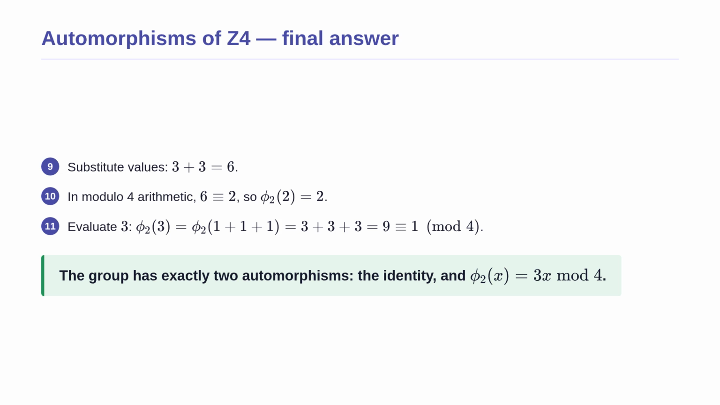Finally, we evaluate 3 by adding 3 ones, giving us 9, which leaves a remainder of 1. We have successfully mapped every element. This gives us a final answer. The group has exactly 2 automorphisms, the identity mapping and this new mapping that multiplies everything by 3.